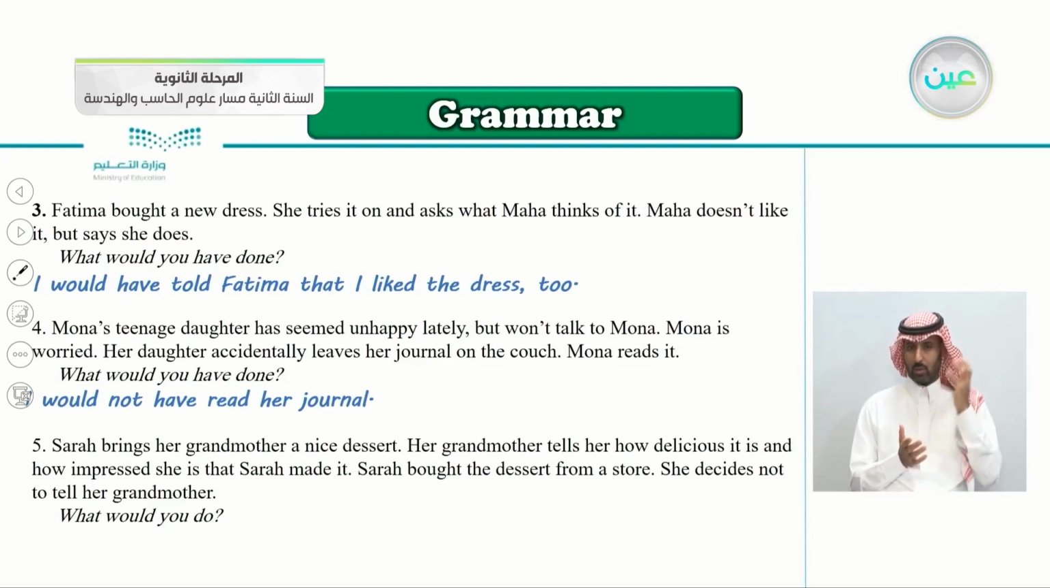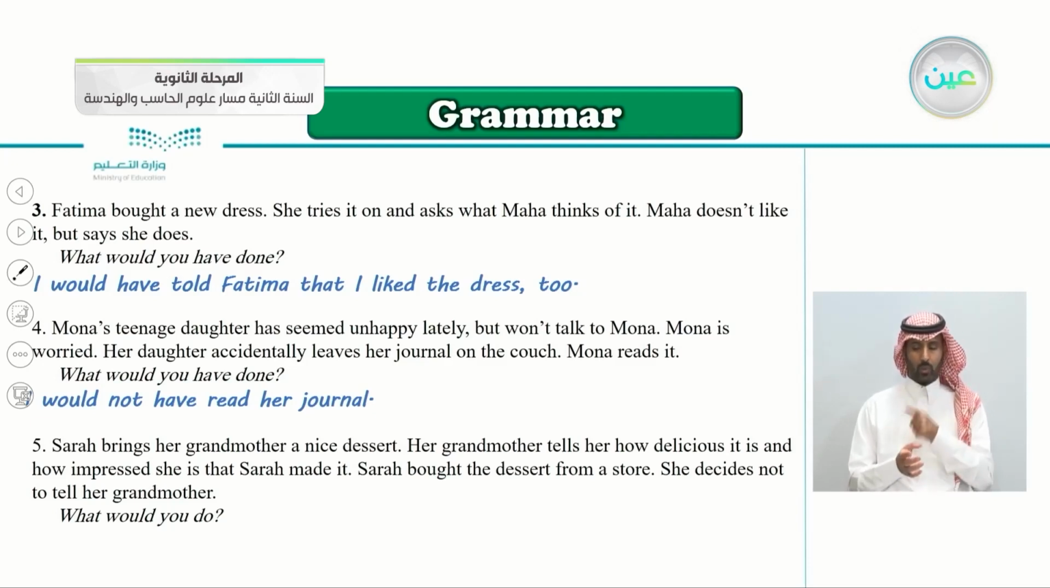Number 5, Sarah brings her grandmother a nice dessert. Her grandmother tells her how delicious it is and how impressed she is that Sarah made it. Sarah bought the dessert from a store. She decides not to tell her grandmother. So her grandmother thinks that Sarah made the dessert, but in reality, Sarah bought it from a store.